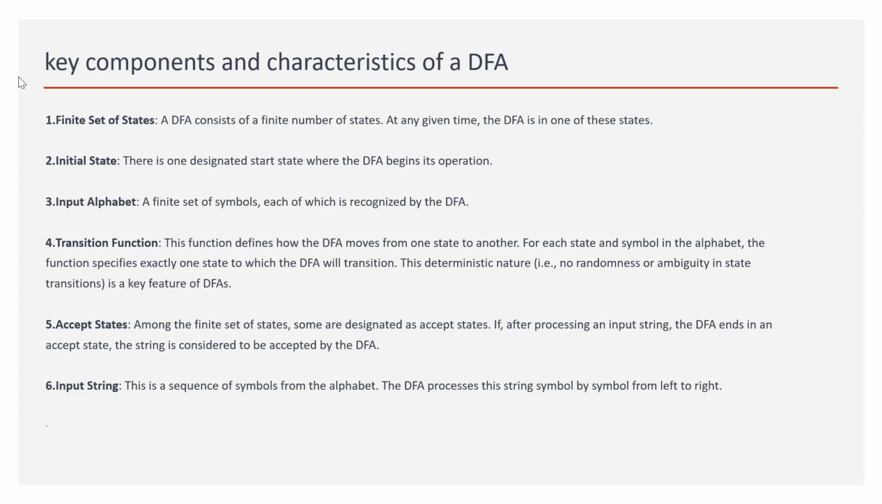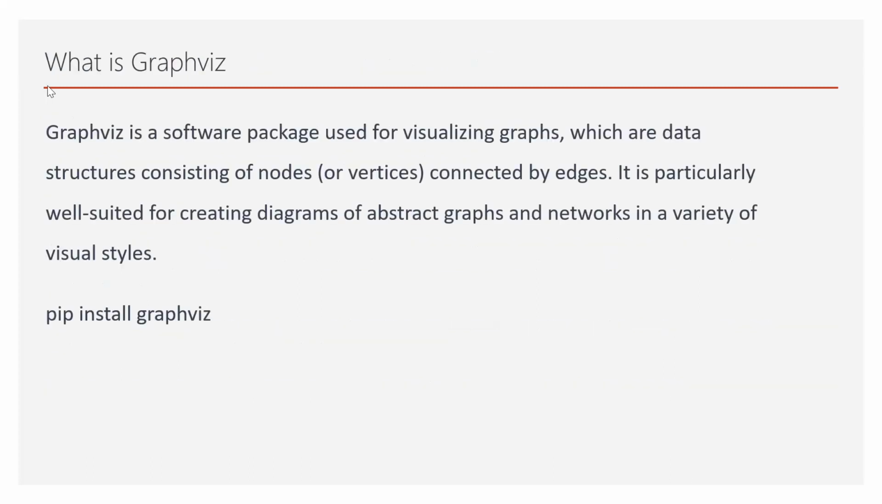Accept states: among the finite set of states, some are designated as accept states. If after processing an input string the DFA ends in an accept state, the string is considered to be accepted by the DFA. Input string: this is a finite sequence of symbols from the alphabet. The DFA processes the string symbol by symbol from left to right. Make it a habit, left to right itself.